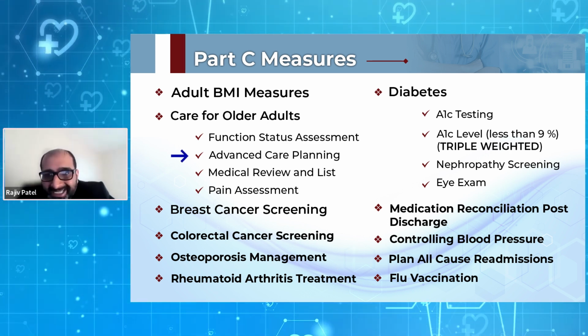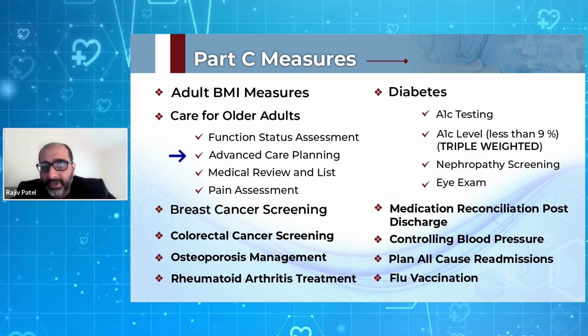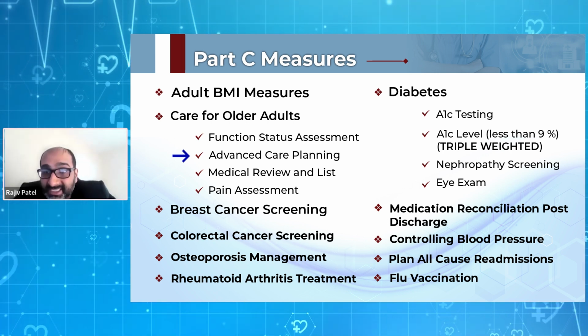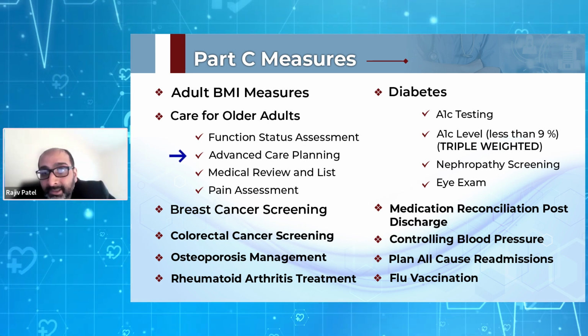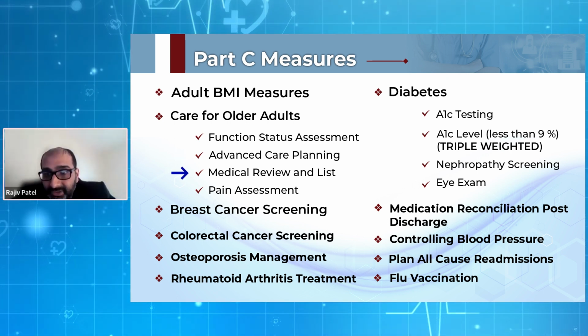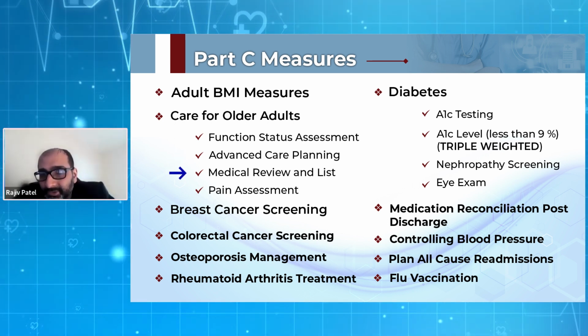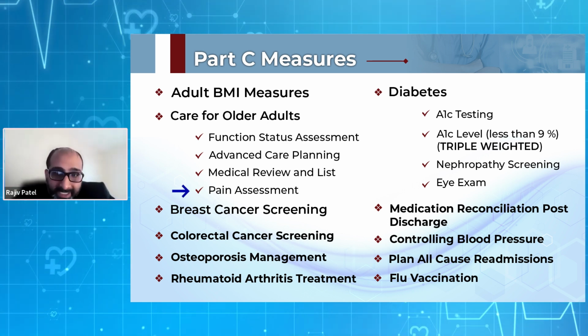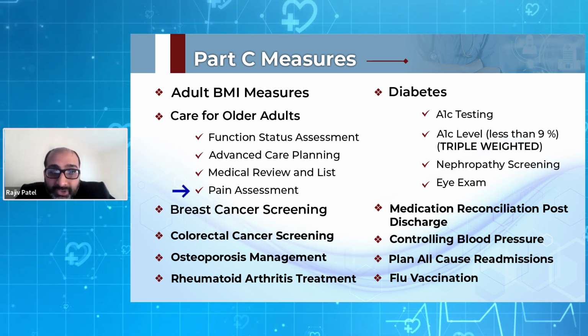And then once you do it, it's not enough just to have it in your EMR or have it in your records. You also have a CPT code that you must bill to the plan and to CMS to ensure that they know it's done. You must review the medications. Same thing, you must bill a CPT code. And also pain assessment. You must do the pain assessment yearly and also must bill certain CPT codes.